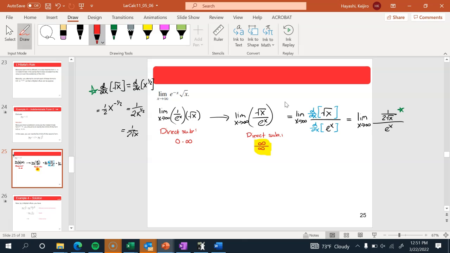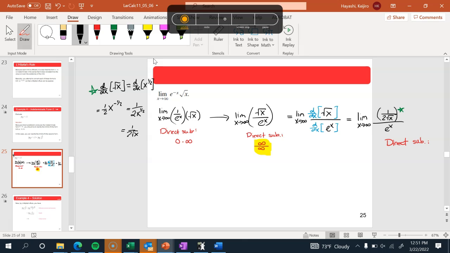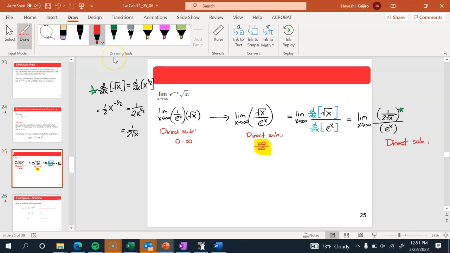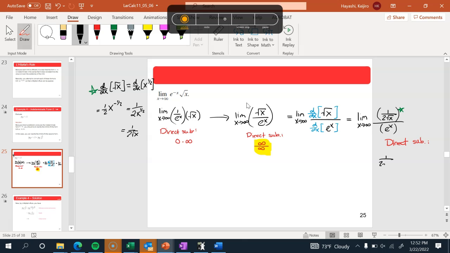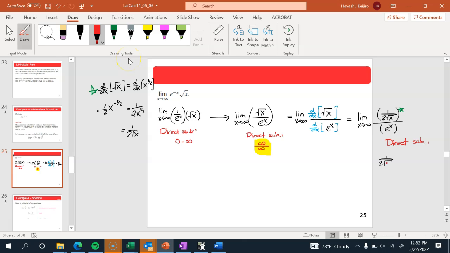Okay. So now if you try direct substitution, considering this to be the top and this to be the bottom, plugging in infinity, we'll actually do this: 1 over 2 square roots of infinity, all over e to the power of infinity. It's going to be 0 over infinity, which is just 0. 0 over infinity is not an indeterminate form, it just is 0.